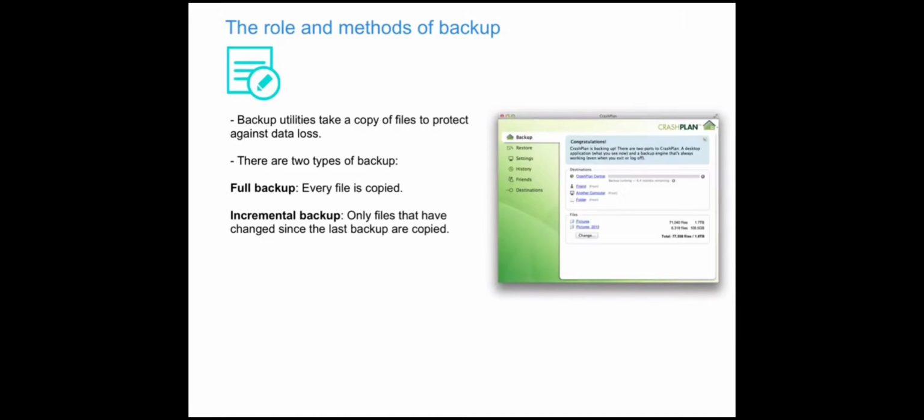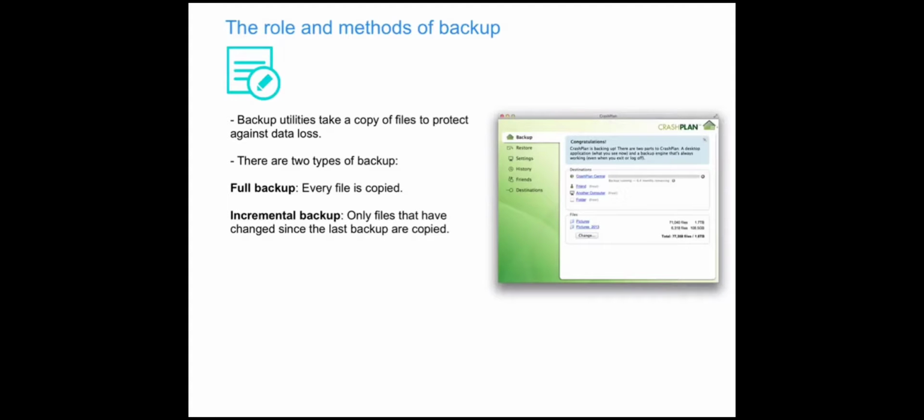Backup utilities take a copy of files to protect against data loss, which could occur for all sorts of reasons. For example, you've accidentally deleted files, or you've had a malware attack that's changed the state of your files. Any number of reasons why this might happen. There are two types of backup, and you need to know the difference between the two. It's really important for exams that you're able to compare and contrast these.